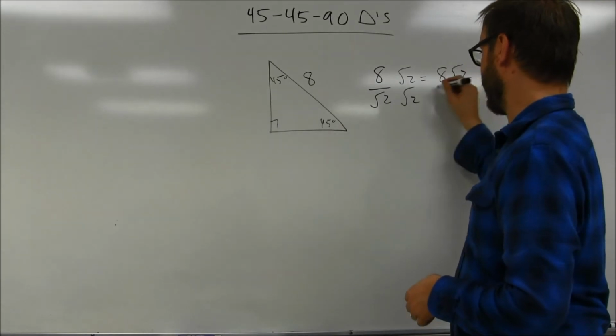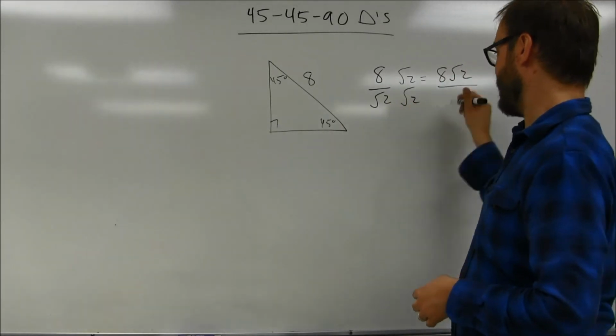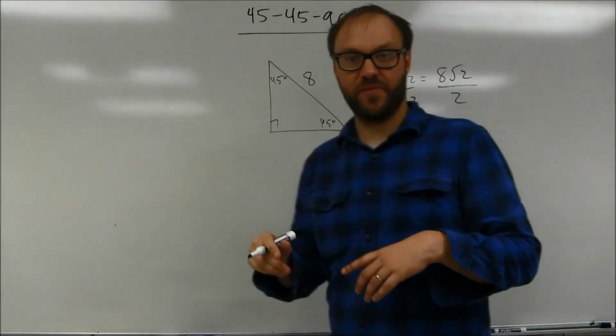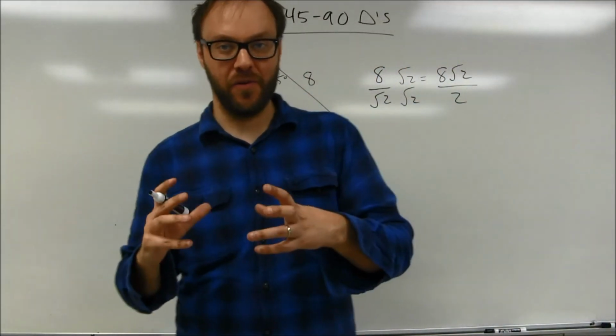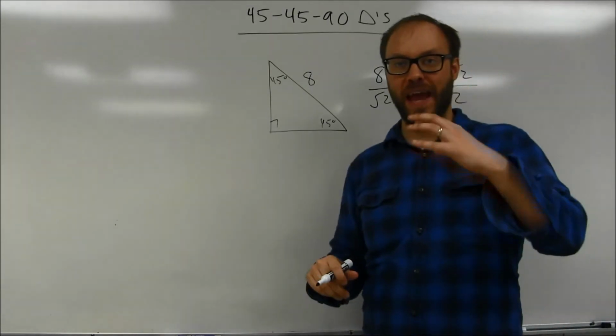I'm going to get 8 radical 2 on top. This is going to be radical 4 on the bottom. The square root of 4 is 2. And that should make sense, right? Because I'm squaring the square root of 2. Squaring the square root of 2 should just give me back 2, okay?